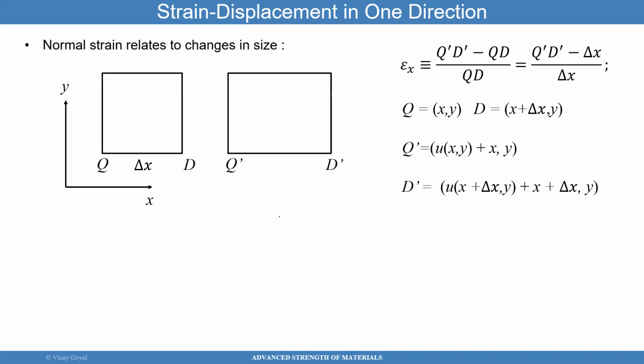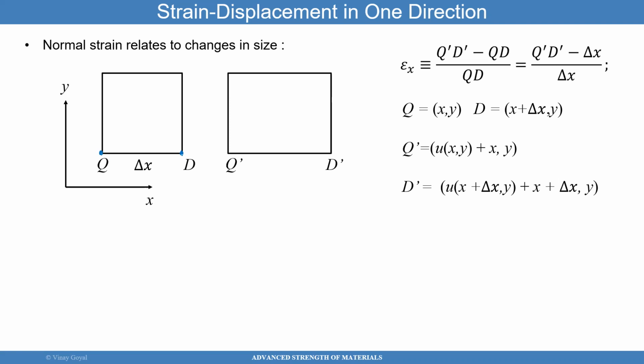Let's use a slightly different method that uses coordinates to better understand what is going on. So let's try to understand how the strain in the X direction can be calculated. So say I have a square and I will call this point Q, and this point I'll call it D.